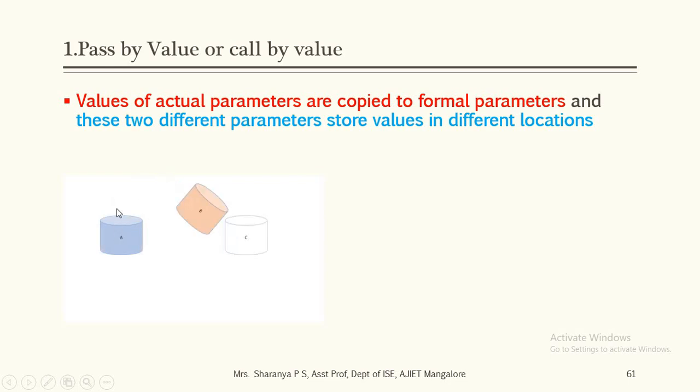So the content of A is blue and B is pink. Now, in order to swap between these two, I will use one temporary container, C, where I will copy this pink color, and then the content present in A will be stored in B. After that, the content present in C is copied back into A.